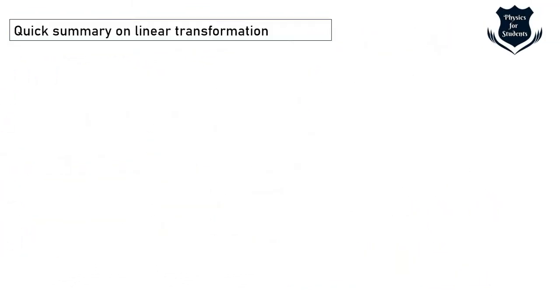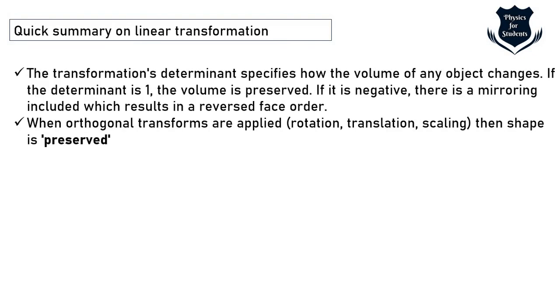So let us summarize before we move on to the next part of the video. The transformation's determinant specifies how the volume of the object changes. This is important. If the determinant is 1, the volume is preserved. If it is negative, there is a mirroring, which includes a reverse phase order, which we have not covered. You can look into any linear transformation book.